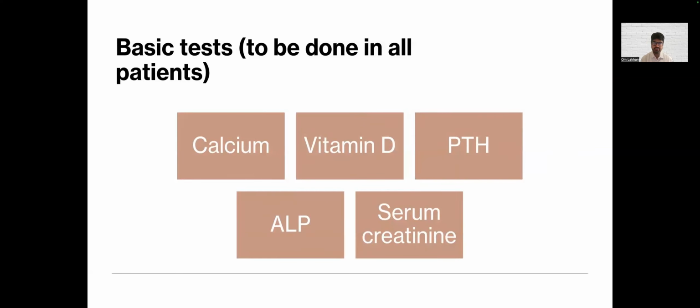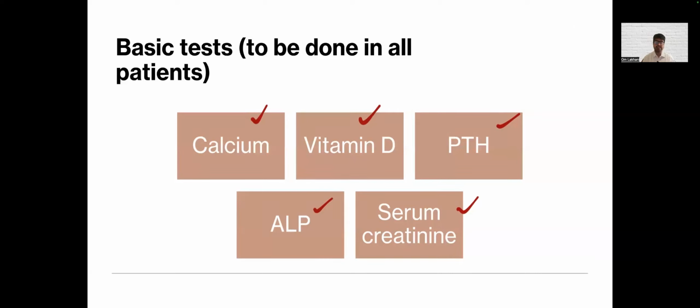Now, there are certain basic tests you have to do in all patients before you assess and treat patients with osteoporosis. So a very basic set of tests: you need to check the calcium of the patient, vitamin D, parathyroid hormone, alkaline phosphatase, and serum creatinine value. This must be done in all patients before you prescribe them any treatment for osteoporosis. This is very, very important.